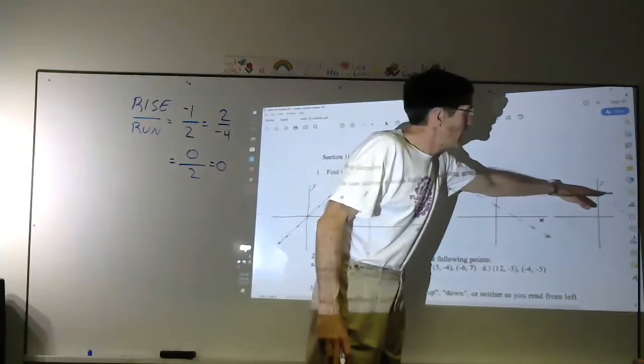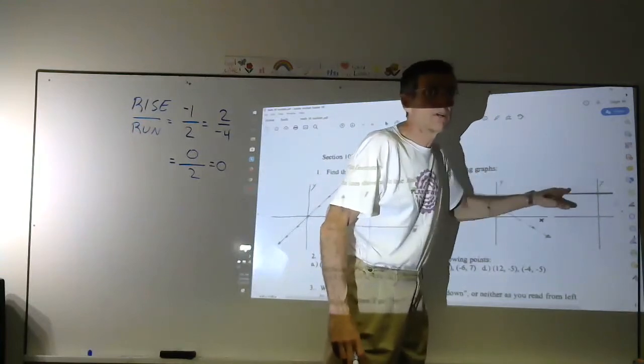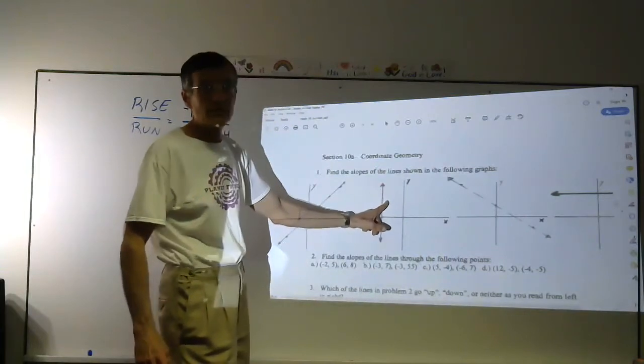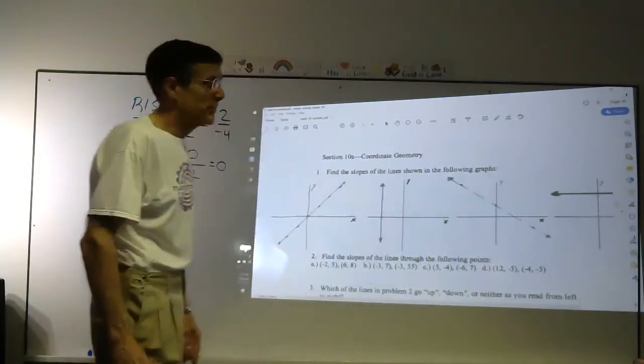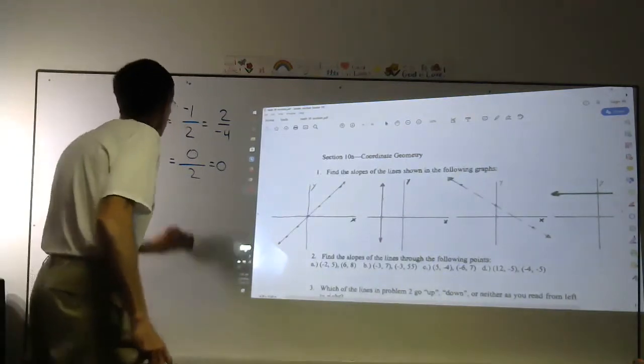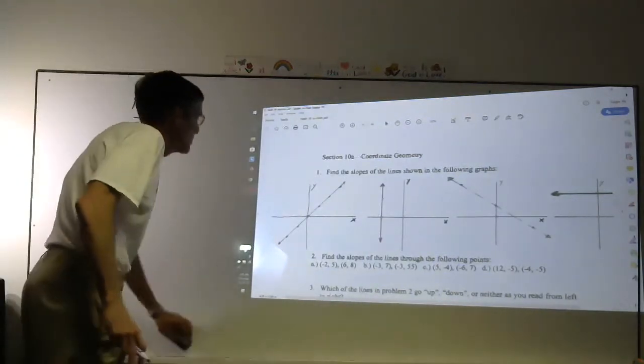When you're riding a bike, it's level ground. There are 0 hills. And when you're riding a bike, that's impossible. You can't ride up a vertical slope, okay? So think about riding bikes. Now, let's talk about another way to do slope.